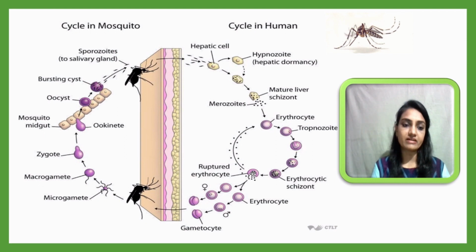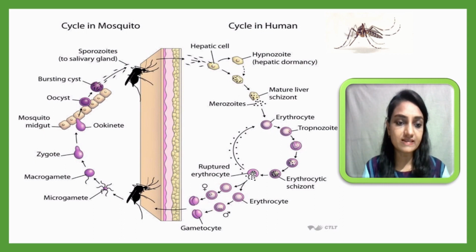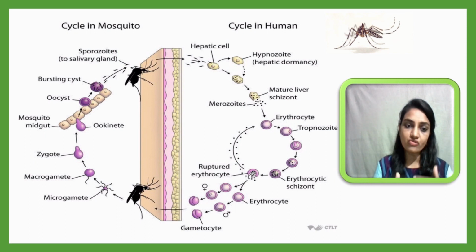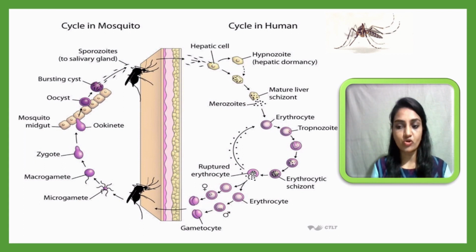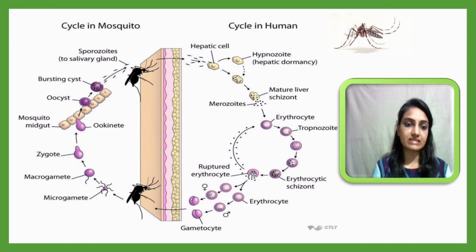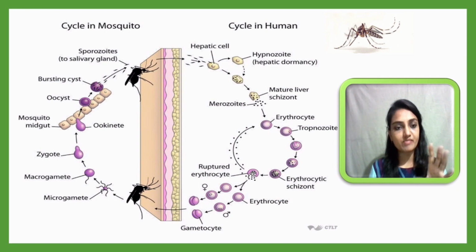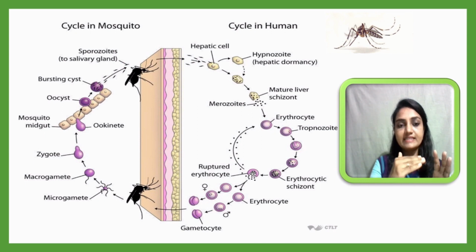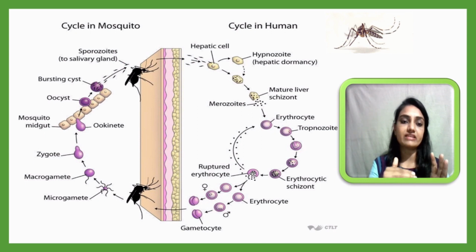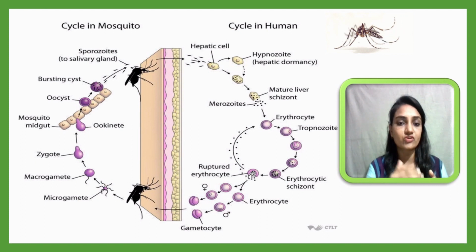This gametocyte will convert into a macrogamete, which is considered the female gamete, and a microgamete, which is considered the male gamete. Now the male and female gametes fuse together to form a zygote, and that zygote is called an ookinete. The ookinete converts into a round-shaped oocyst, which follows the sporogony process, and as a result sporozoites are formed and released by bursting of the oocyst. The released sporozoites migrate towards the salivary gland of the mosquito, and when the mosquito bites, the saliva infected with sporozoites enters the hepatic cell.